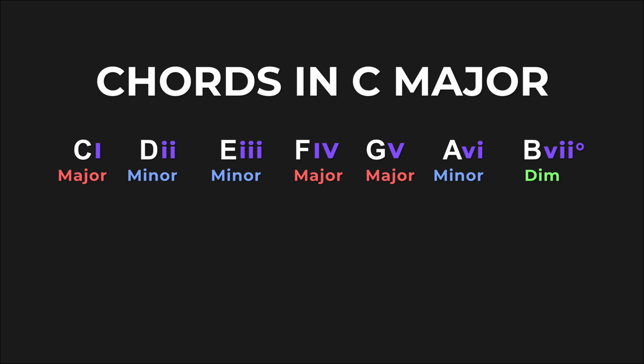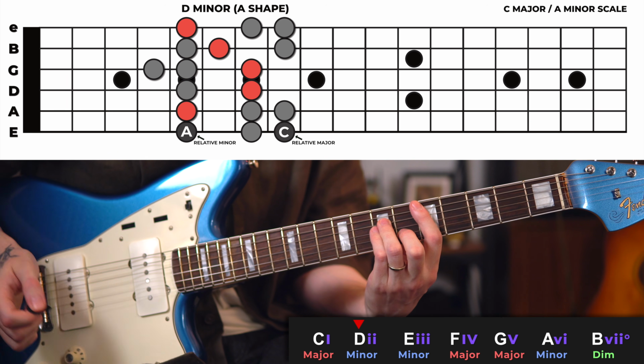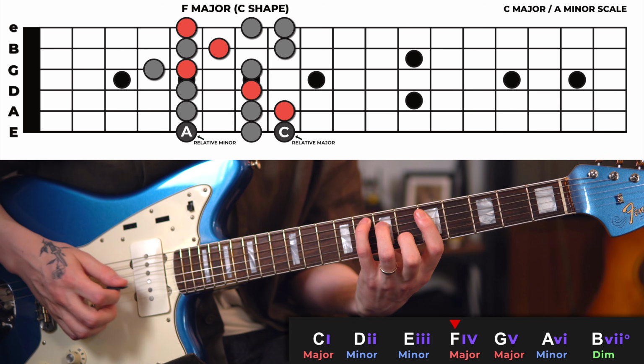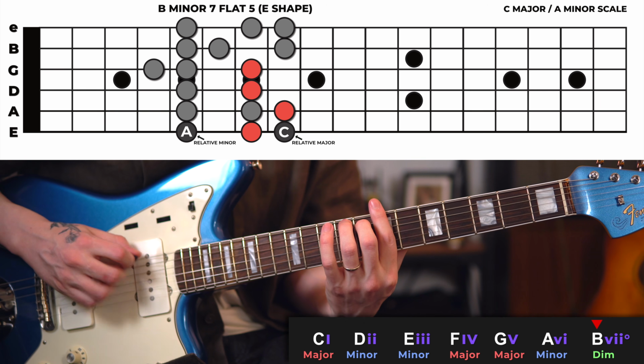These same chord shapes can also be used to play all the chords from our key within just one position. So I could play all 7 of the chords from the key of C major or A minor within just my position 1. I've got C major, D minor, E minor, F major, G major, A minor, and B diminished.